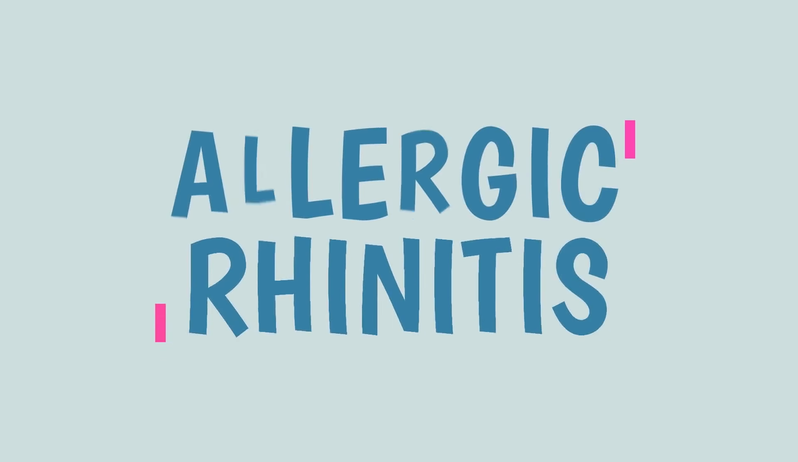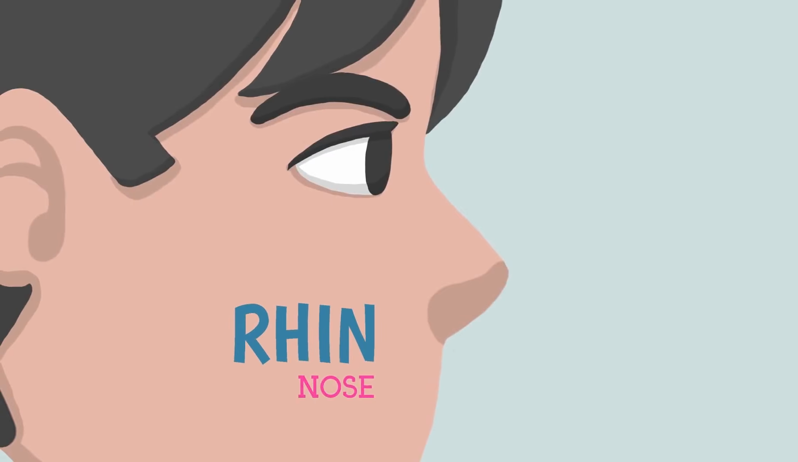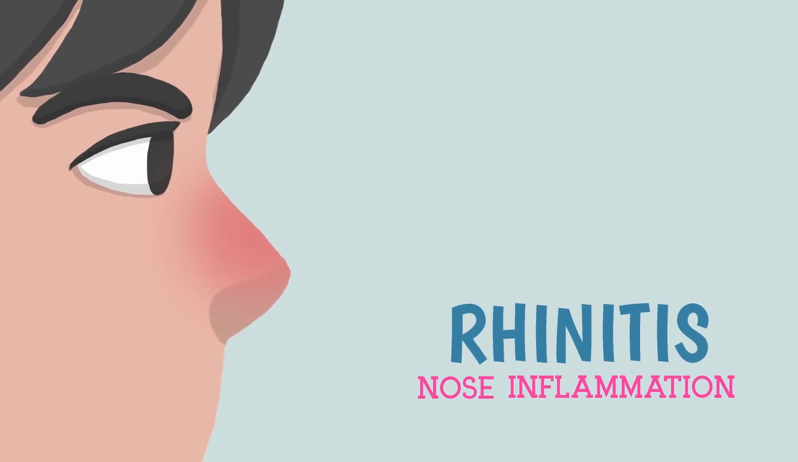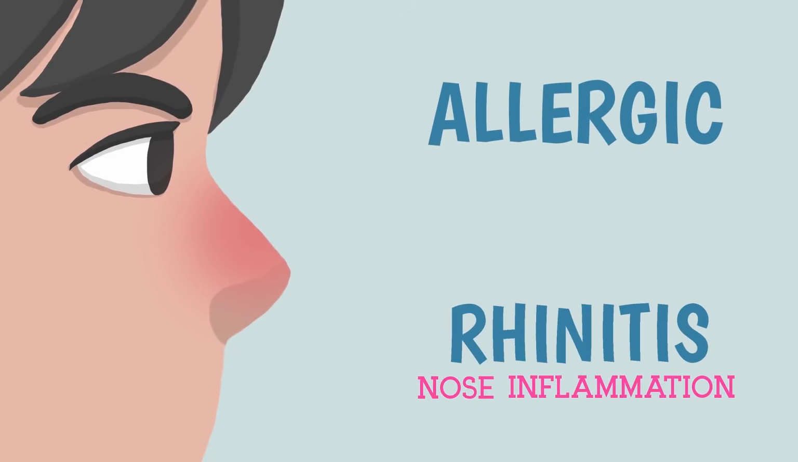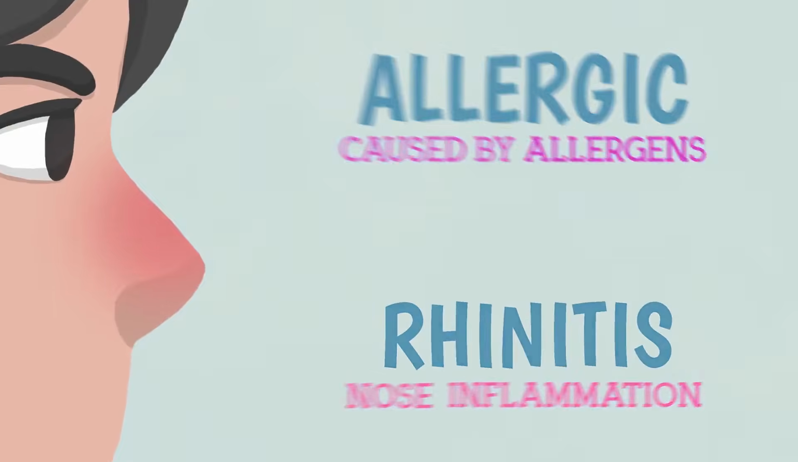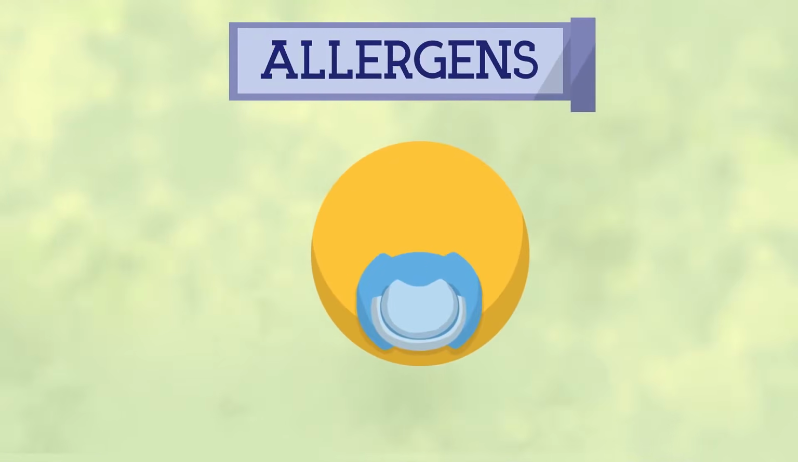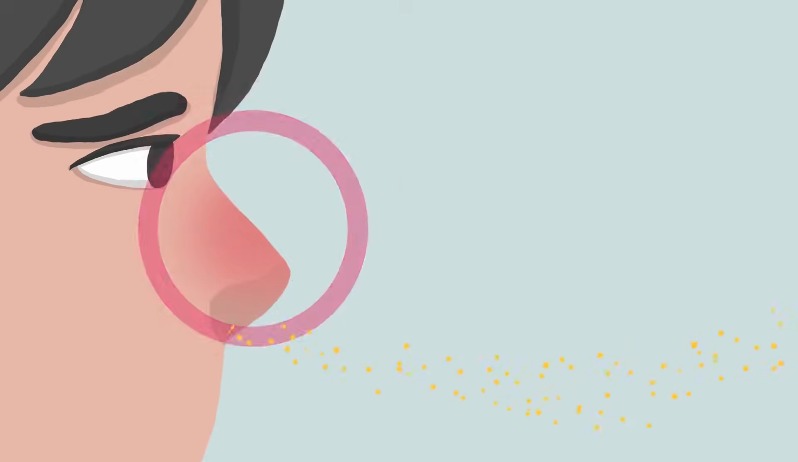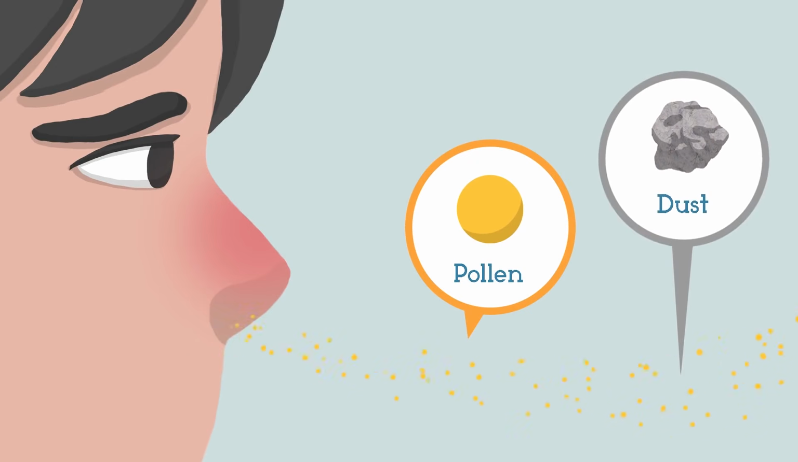Allergic rhinitis. Rhin comes from Greek word meaning nose, and itis means inflammation. So, it means inflammation of the nose. And allergic means it's caused by allergens. Allergens are anything harmless or neutral that can be inhaled in air by nose and trigger excessive immune reaction. Common examples of allergens include pollen and dust.